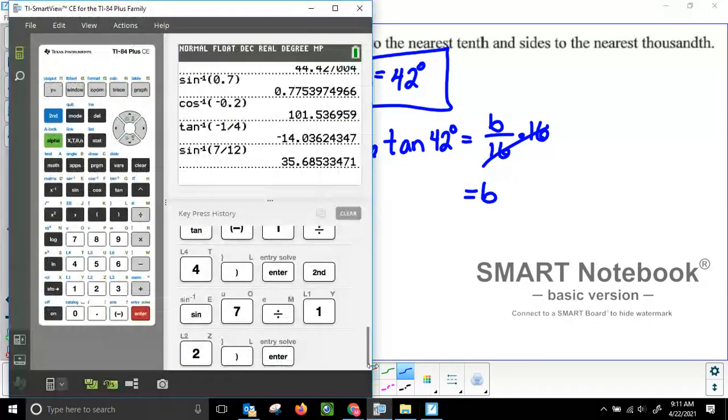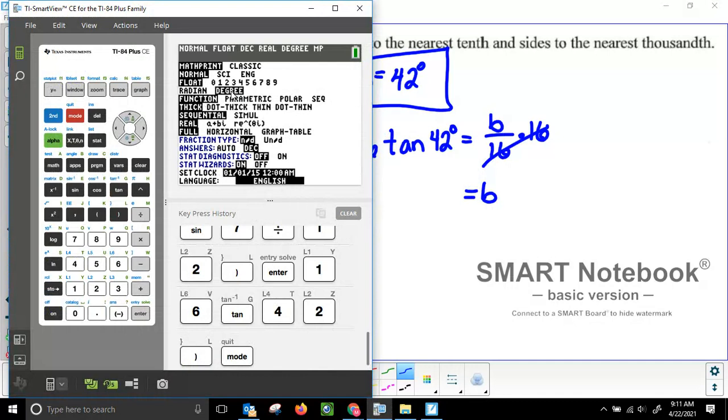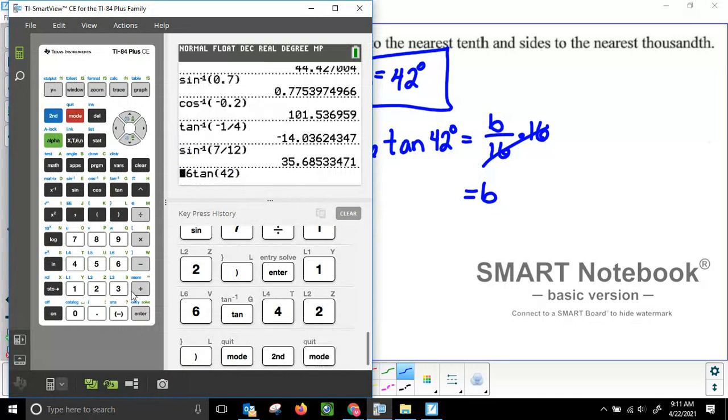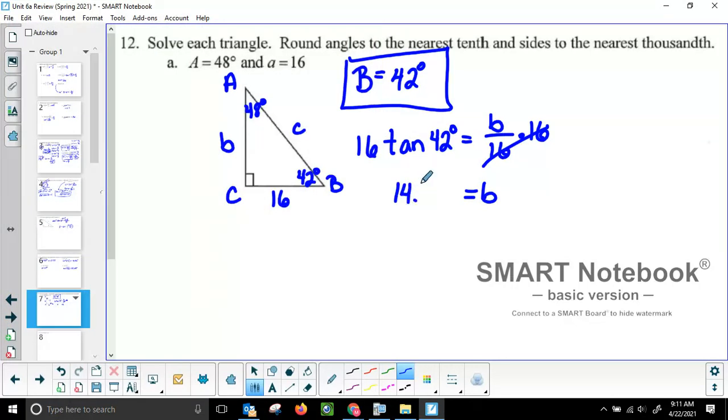So then we say in our calculator, 16 times the tangent of 42 degrees. You do want to make sure that you're in degree mode, which we are. 14.406 degrees, because the angles that we're dealing with are in degrees.